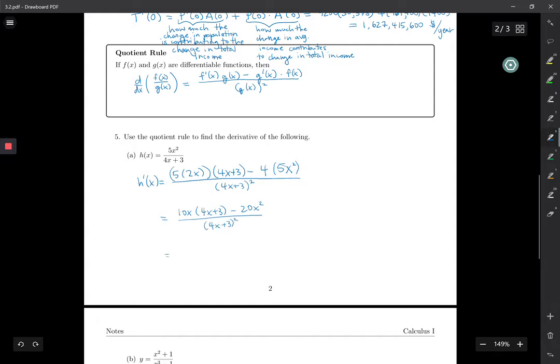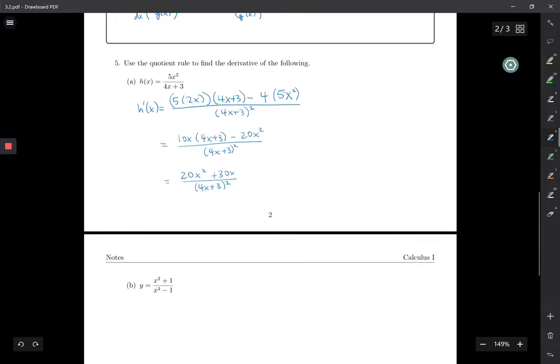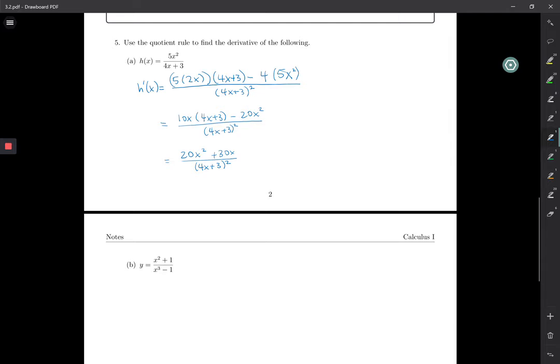and I usually prefer to not multiply out the denominator, so I will just actually leave this alone, and then we would get 40x squared minus 20x squared, so 20x squared plus 30x over the same denominator. Okay, so that is applying the quotient rule in that case. Okay.